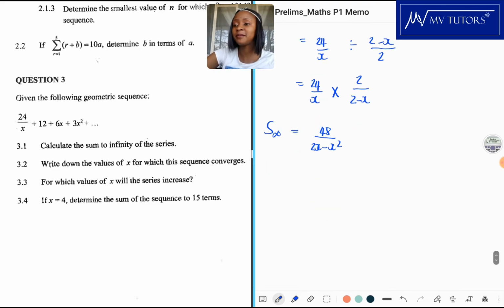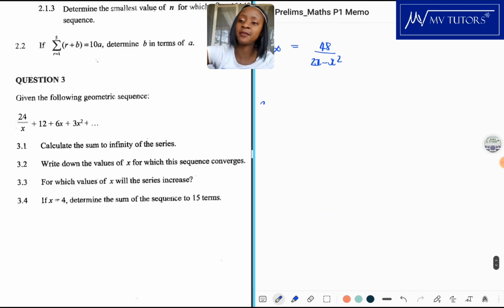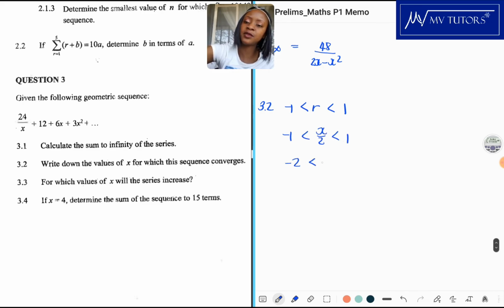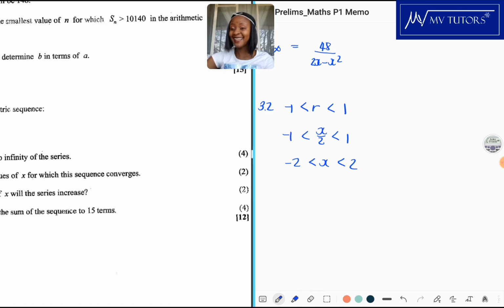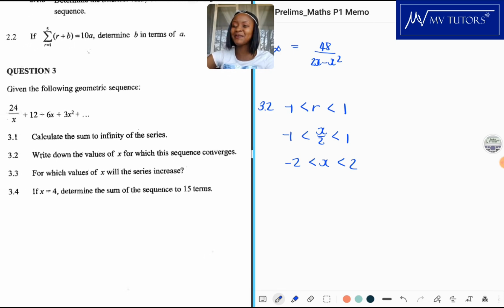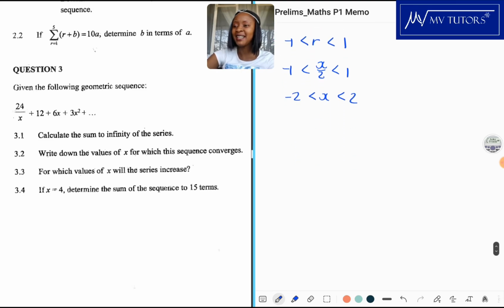Okay, let's move on. 3.2. You can comment below if you get something different. Write down the values of x for which this sequence converges. This is where we use the condition -1 to 1. We already did this. So this is x over 2 if the series converges. So -2 < x < 2. Cool. Let's see the marks. 4 marks. Hey, there's 2 marks I believe. But for what we did in 3.1, I don't see us getting 4 marks.